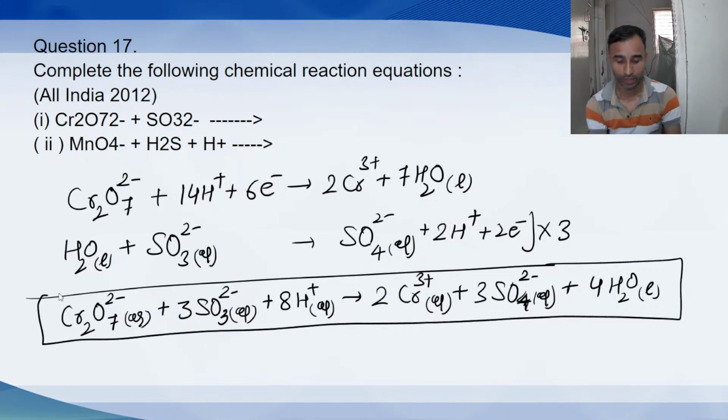Okay, now re-verify. Just see the charge. 2 negative, 6 negative, 8 negative, 8 positive, 0 charge. 6 positive, 6 negative, 0 charge. That's it. Next is MnO4 negative, H2S plus H plus.